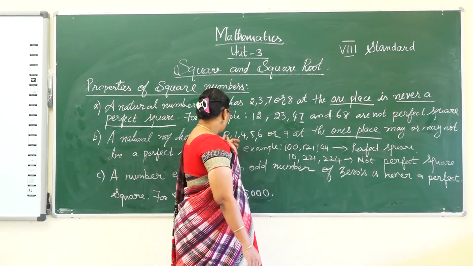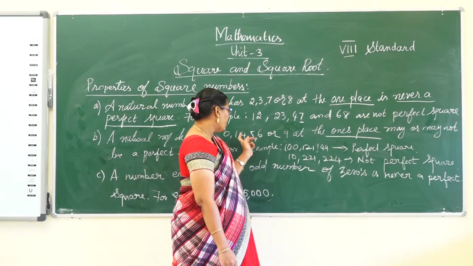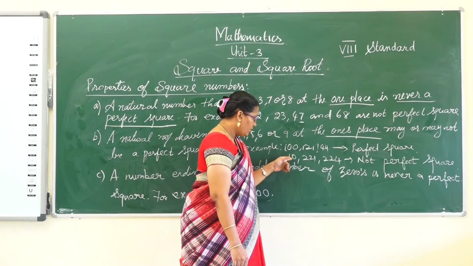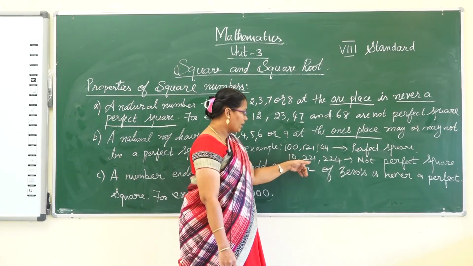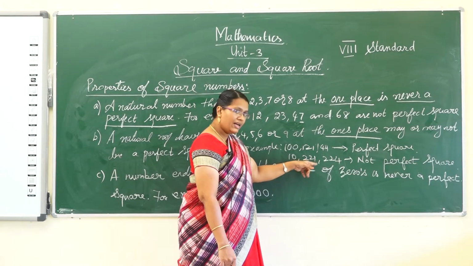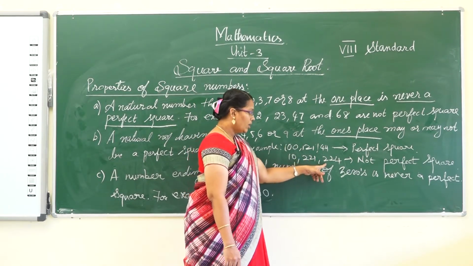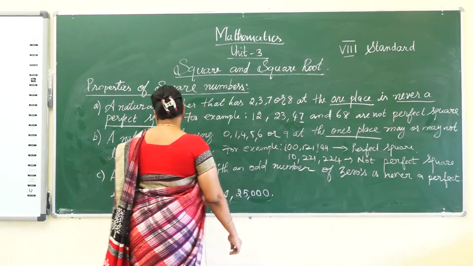Why? The property says a perfect square can end with 0, 1, 4, 5, 6. Here it ends with 0, but it's not a perfect square. Here 221, the ones place is 1, but it's also not a perfect square. 2, 2, 4, so it is also not a perfect square.